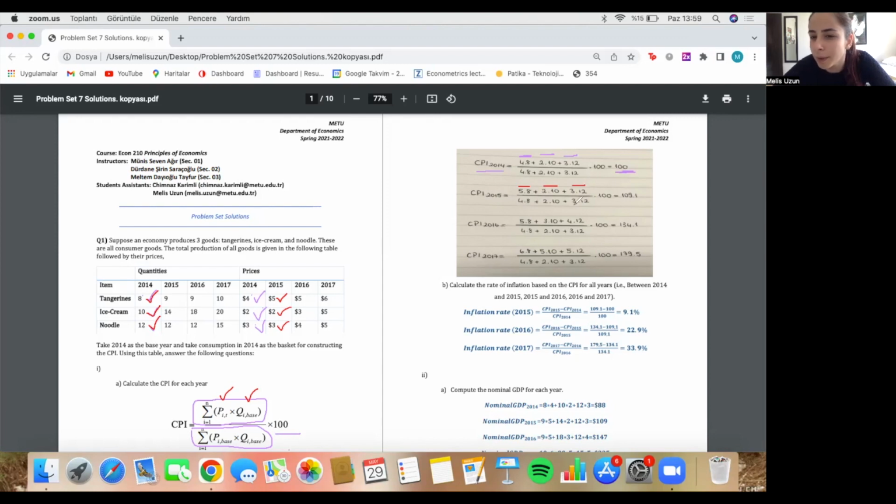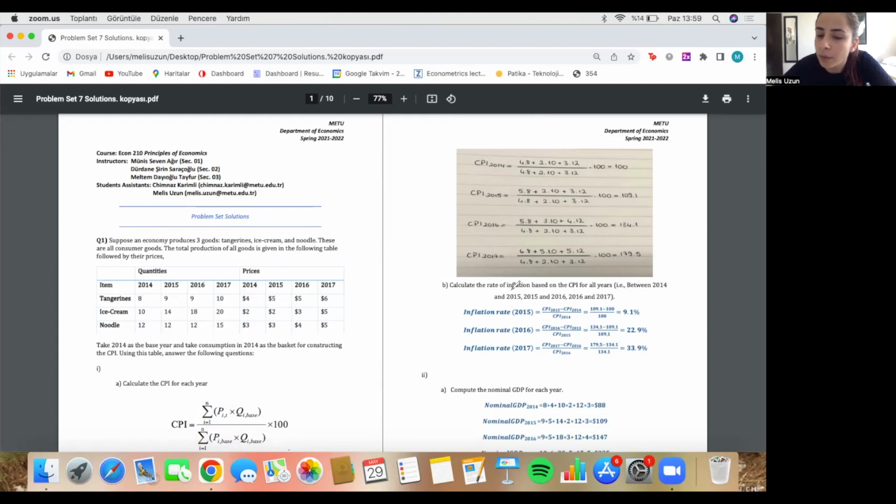The denominator part will be the same for all years because we multiply prices and quantities of the base year, so I'm not doing it again. Then we will find out the CPI in 2015 is 109.1. I'm not doing it for 2016 and 17, so as not to spend more of your time. If you don't understand, you can send an email or join the office hours, but you just use this formula.